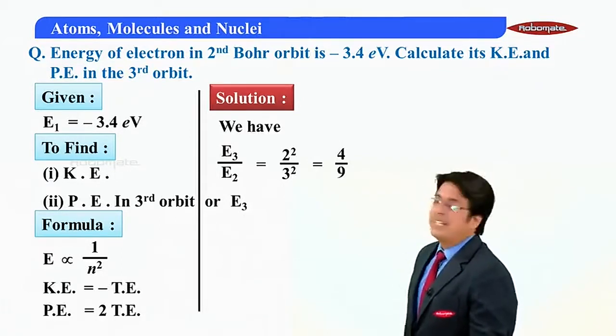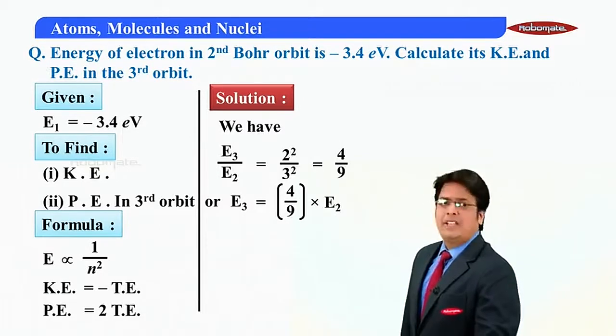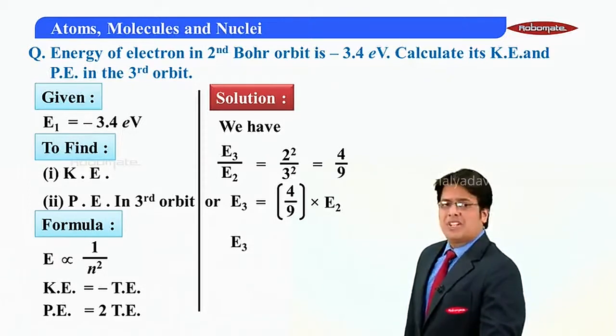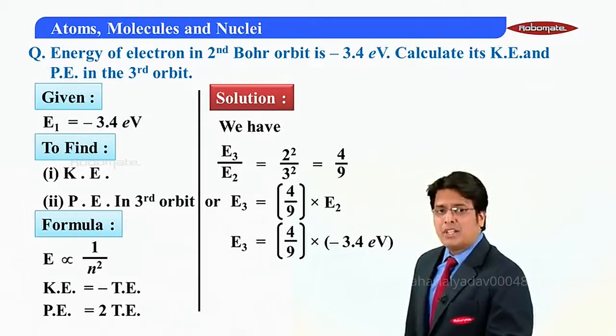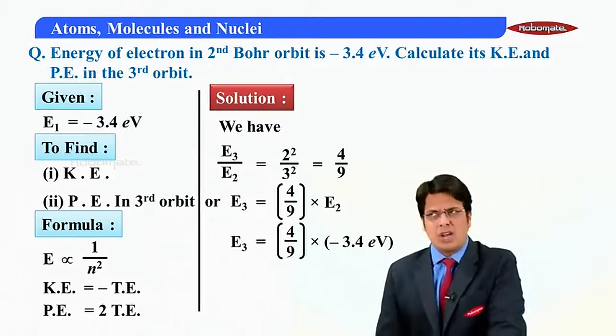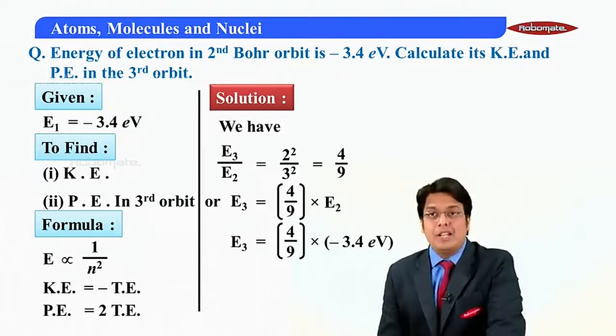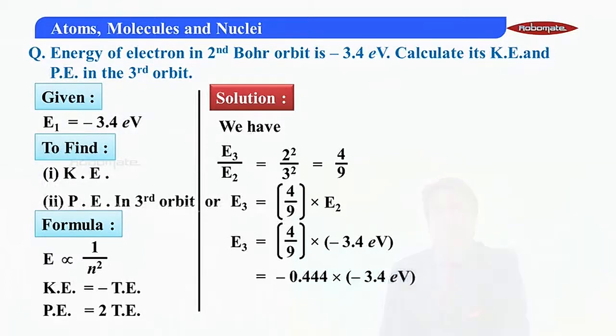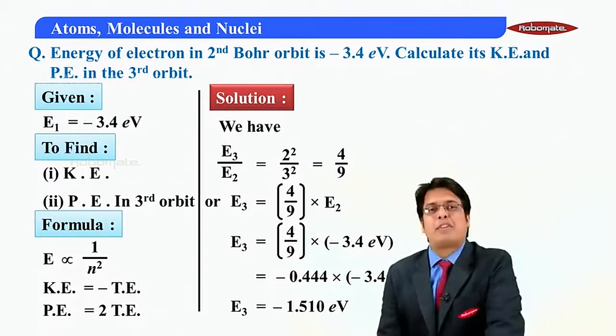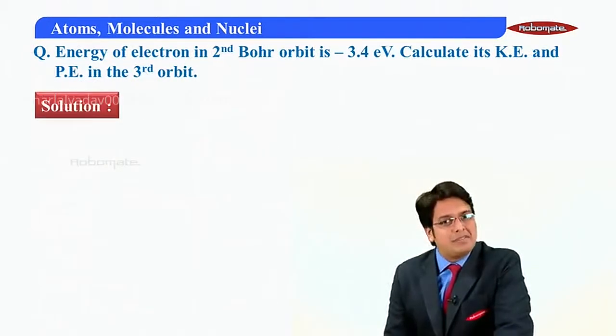So from there, we can get E3 is equal to 4 by 9 of E2. And once that is done, E3 will be equal to what? 4 by 9 of minus 3.4. Come on, E2, the value is already given, 3.4. So E3 will be equal to 4 upon 9, that is 0.444, into minus 3.4. So E3 will be equal to minus 1.51. Simple enough.